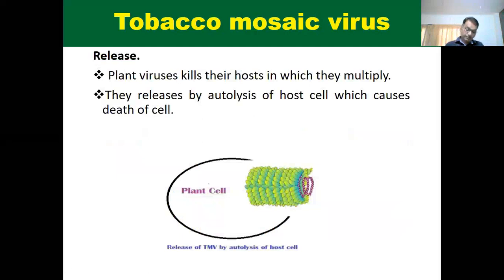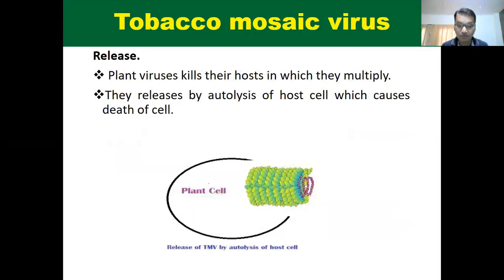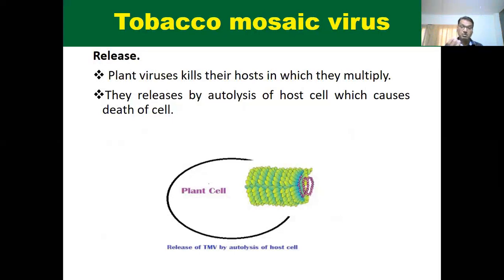Now, the final step, friends. This is very important again. Likewise, in the cell, multiple copies of TMV are formed. In one cell, plenty of copies of TMV are formed. So as a result of assembly and multiplication, the plant cell acquires multiple copies of TMV.